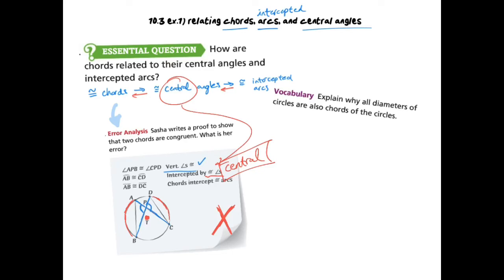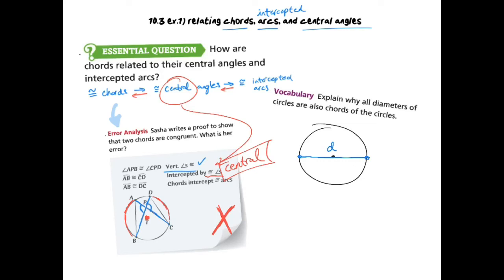Up next is a cool question that I want you guys to see. It says, explain why all diameters of a circle are also chords. So let's just real quick sketch out a diameter for this goofy looking circle. A diameter would be the segment that goes from one side to the other and passes through the center. That's a diameter. Explain why that diameter is also a chord.